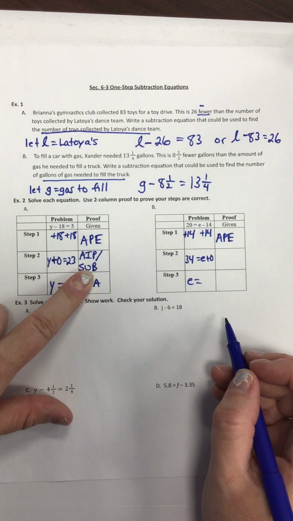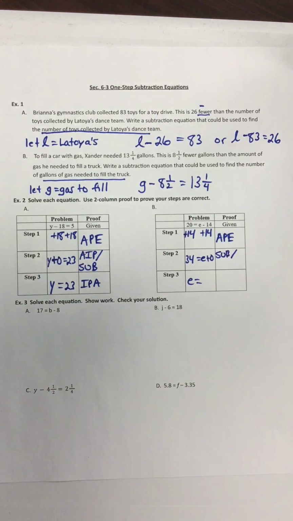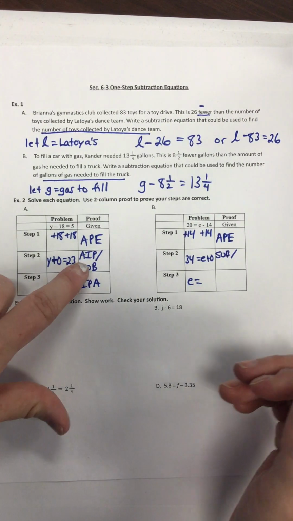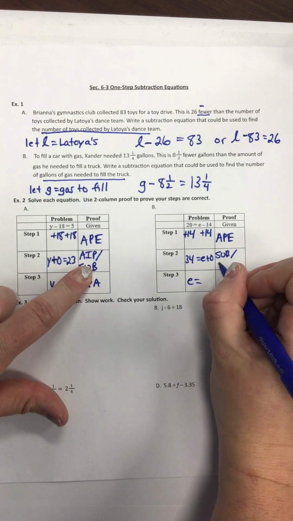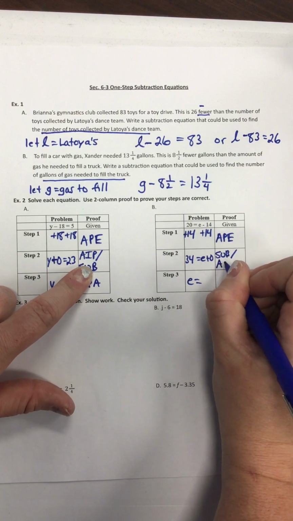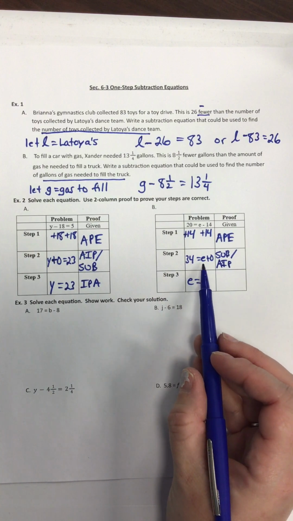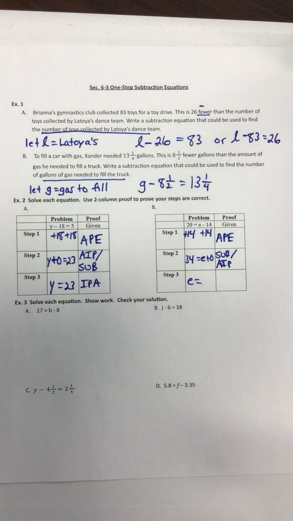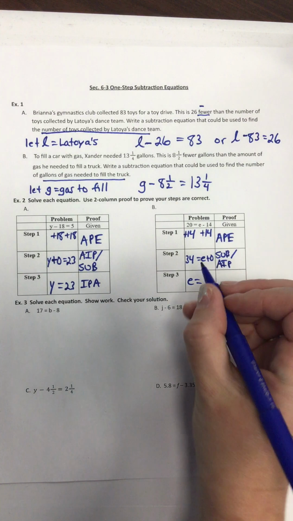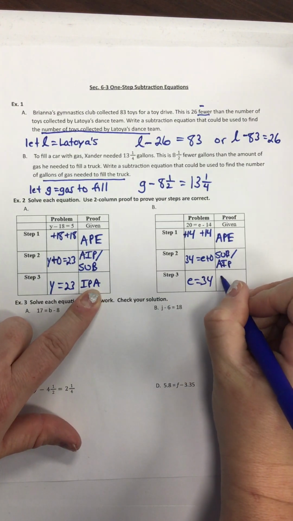Again, same two properties here. I first used substitution just to say that 20 plus 14 was 34. And then I used that additive inverse property to tell you that minus 14 and plus 14 would be 0. So AIP would be the code. And then again, e plus 0 is really the same as just e because anything plus 0 is itself. So e is equal to 34 then. And again, that's the identity property of addition.